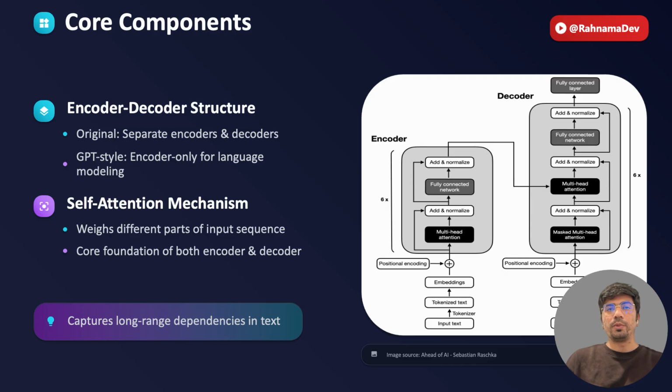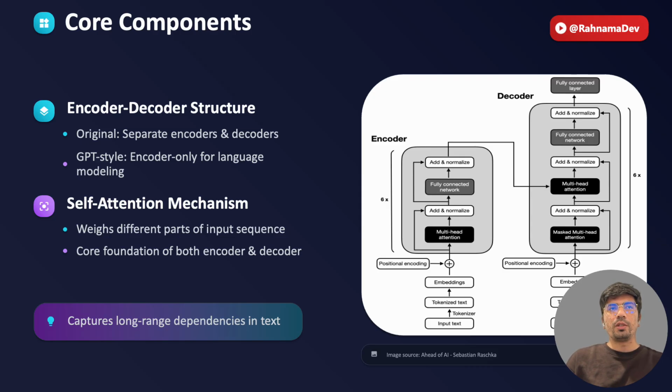This solves one of the biggest problems in NLP, understanding context and relationships between words that are far apart in the text. For example, in the sentence, "The cat, which was sleeping on the couch, suddenly jumped up." When processing "jumped," self-attention helps the model understand that "cat" is the subject, not "couch." This mechanism is the foundation of both the encoder and decoder, and it's what enables transformers to capture long-range dependencies effectively.